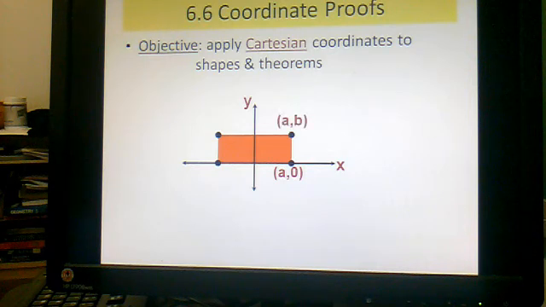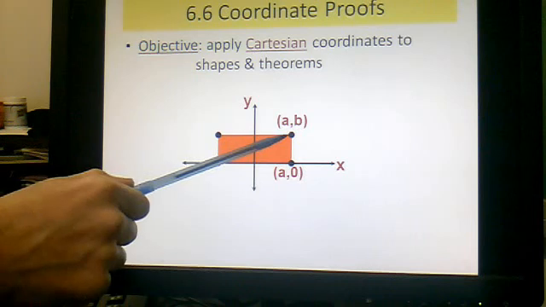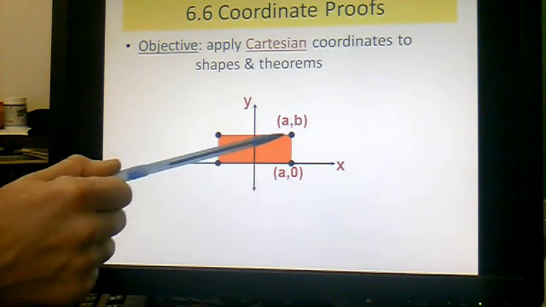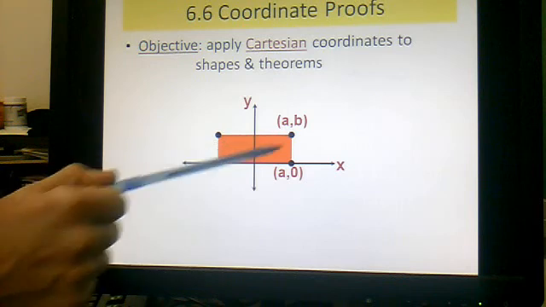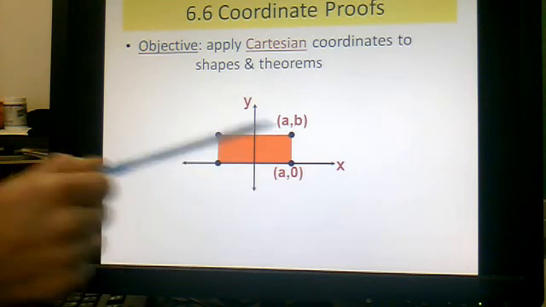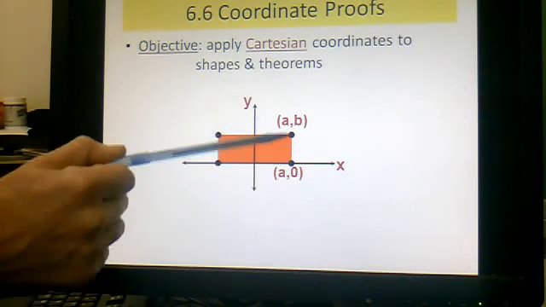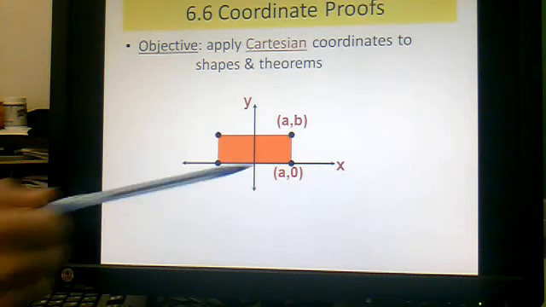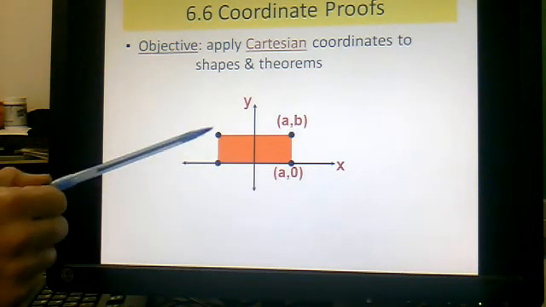And then I'll give you a second coordinate. Up above it is a comma b. And it should make sense that these are both a, because this horizontal distance, which is what we call x, is a for both of them. The height of the rectangle is clearly b. That's what the y-coordinate represents there. Now just by giving you these two, we should be able to assign coordinates to these two points.